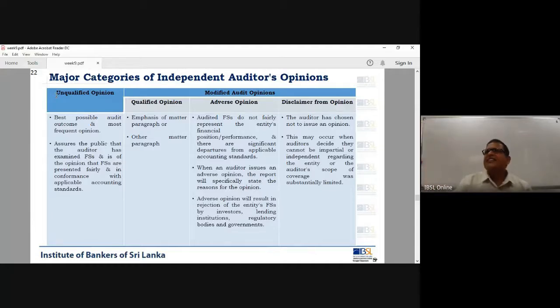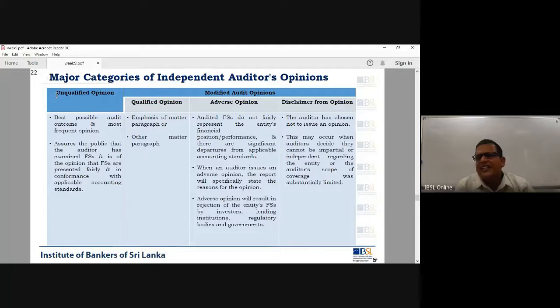Okay, the bank has this problem, but other than that, the bank accounts are giving a true and fair view. That is the emphasis of matter paragraph. An adverse opinion, of course, is where they directly say that the audited financial statements do not fairly represent the entity's financial position. They are adversely giving the opinion. This is the worst available option, the adverse opinion.